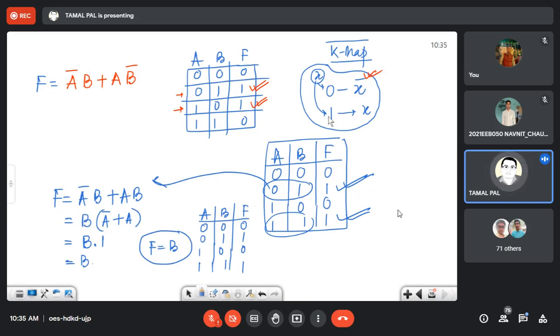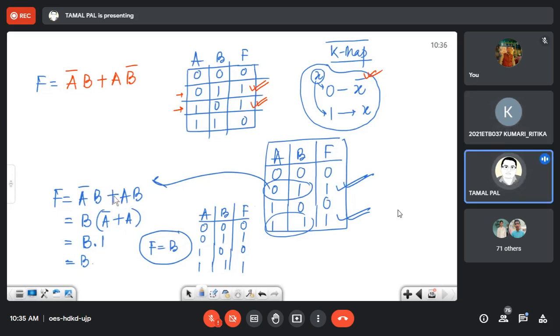Any doubt to understand this method? Sir, I have one doubt. When writing F is equal to A complement B plus A into B, is that plus used every time, or is there any rule for that? What is your question? Repeat once again. F equals A complement and B, plus A into B. So is that plus always used, or is there any rule?